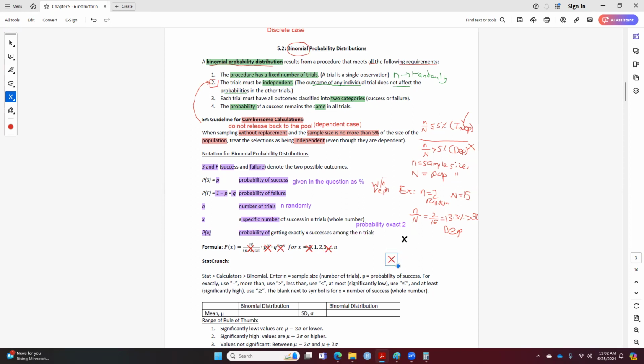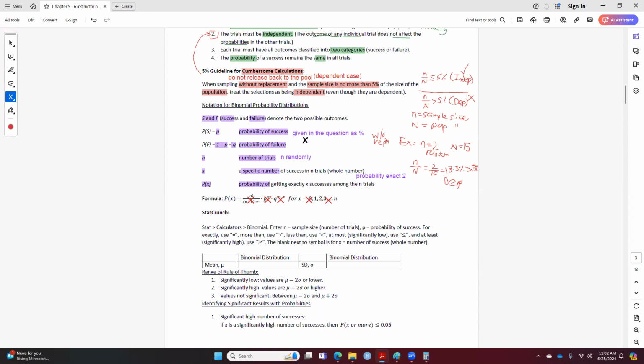If you do your online homework, or if you ask me to help you solve this and so on, you will be using the formula here. But we will bypass the formula. As I mentioned, we're going to use StatCrunch. In StatCrunch, you go to Stat, Calculators, Binomial, where you have to enter your N, which is your sample size, and your P, the probability of success. Usually you need to enter these two numbers, your N and your P.